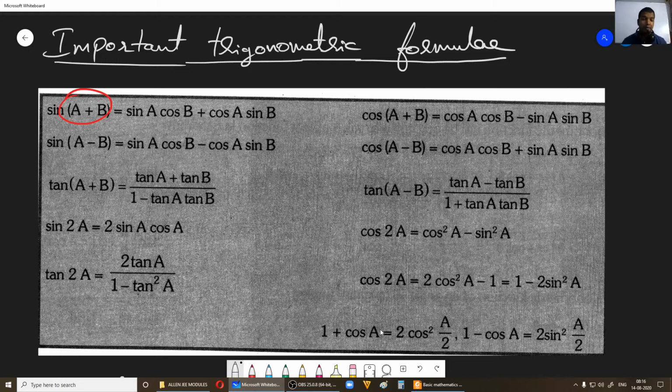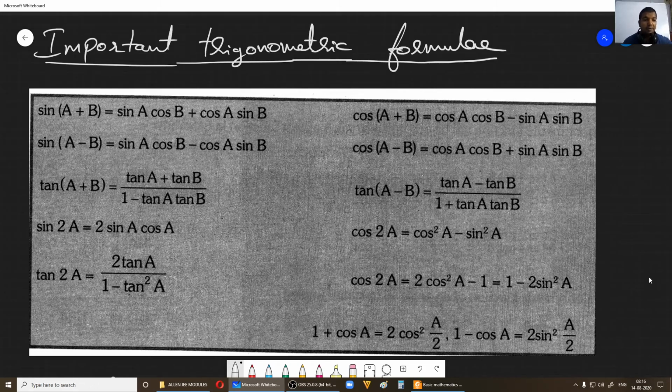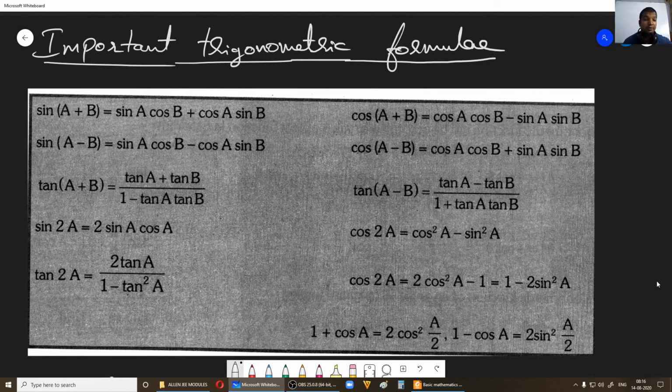Okay, the next topic we are going to cover is important trigonometric formulas. You are expected to remember these formulas. Anyway, you will be studying this in detail in your mathematics. If you are not studying it also, you need to remember it, especially the few students who have not taken mathematics.